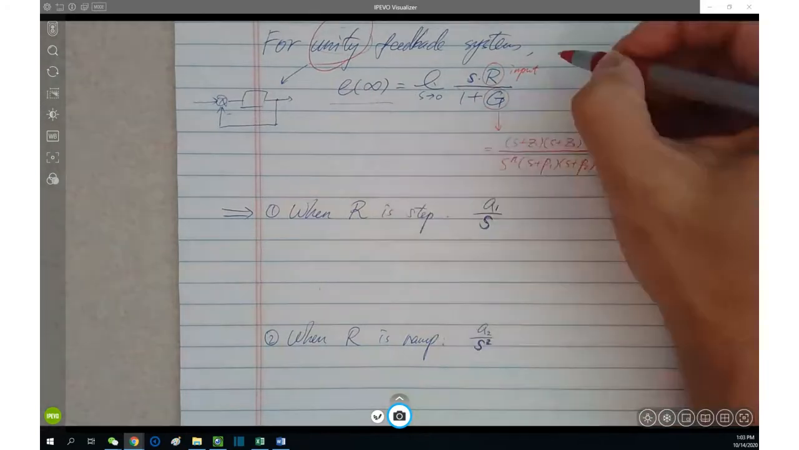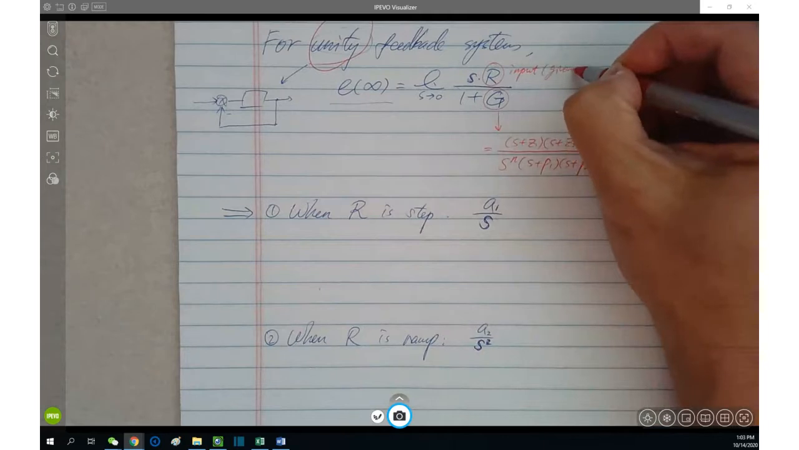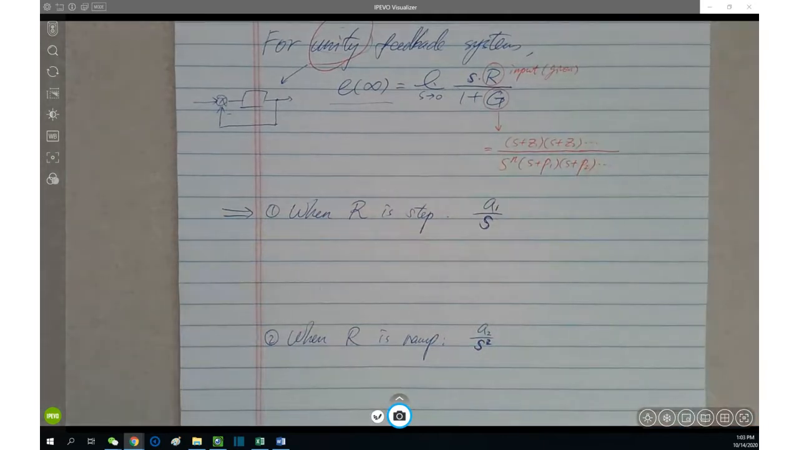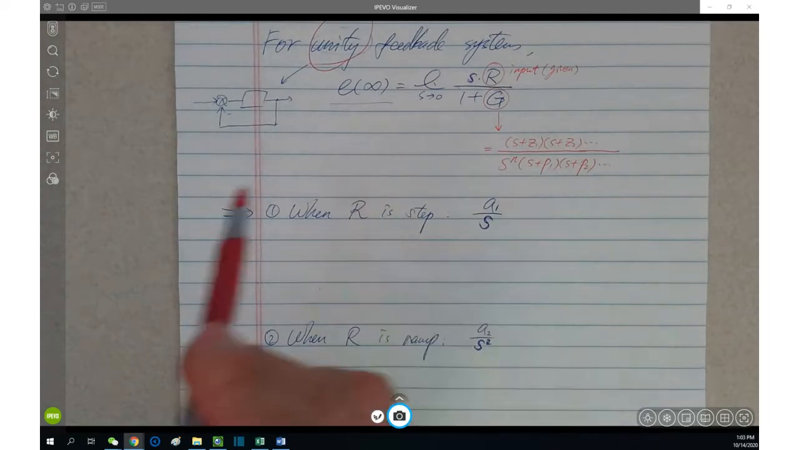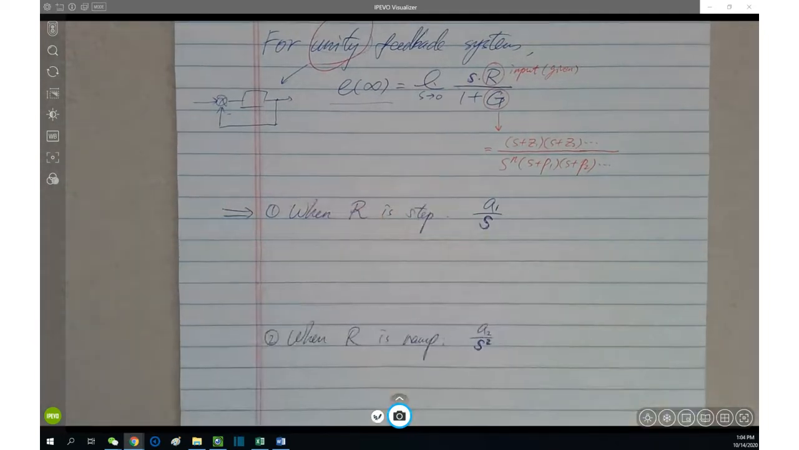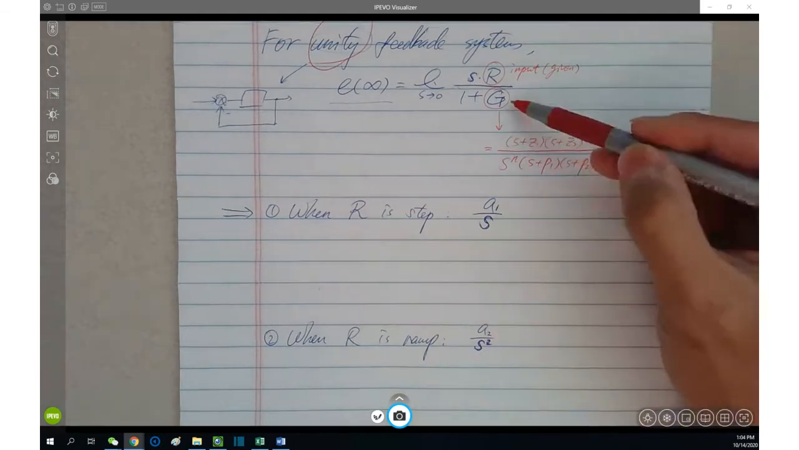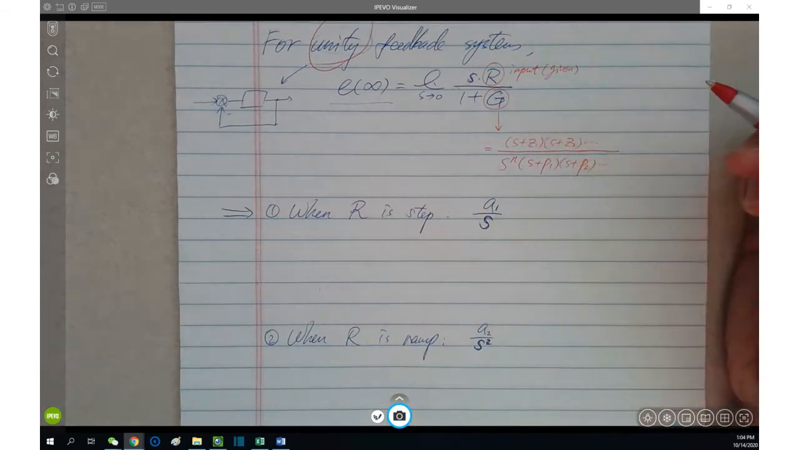Generally speaking, this is given, because your steady state error is dependent on the input, so your input must be specified in the first place. So the input times s is in the numerator, and the denominator is 1 plus G. Who is G then? Transfer function, of course, but which transfer function? This is the most critical point.